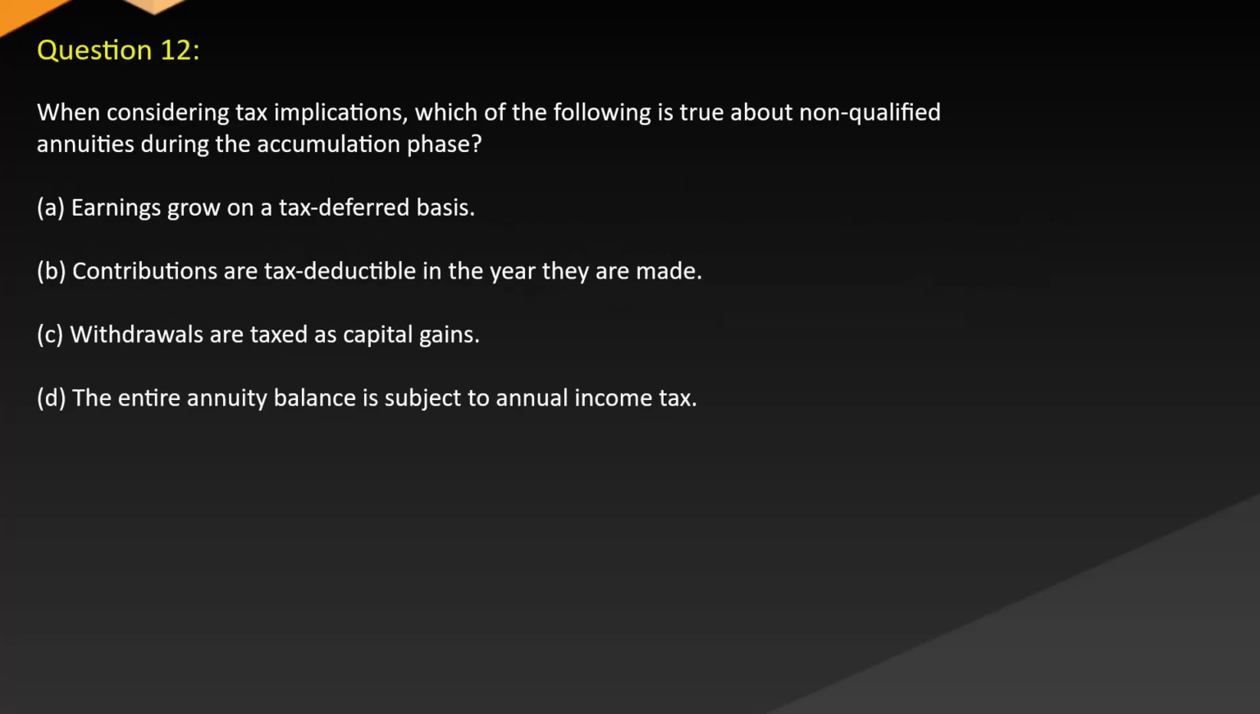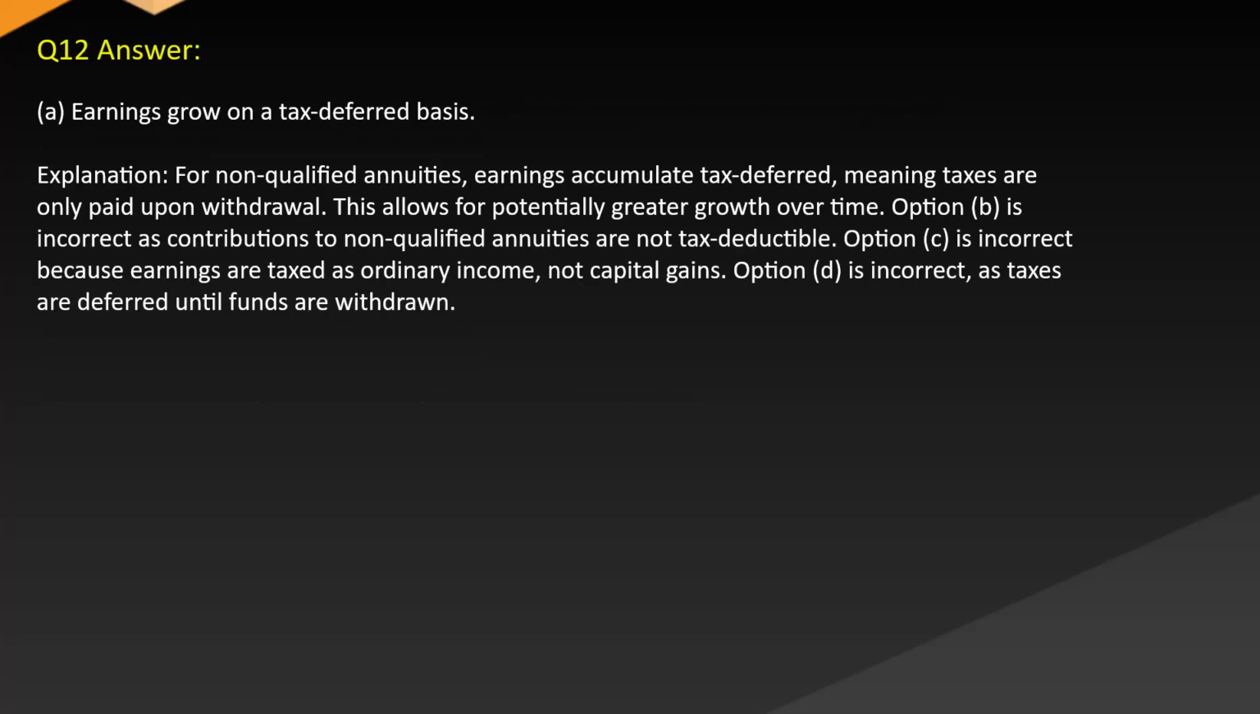Question 12. When considering tax implications, which of the following is true about non-qualified annuities during the accumulation phase? A. Earnings grow on a tax-deferred basis. B. Contributions are tax-deductible in the year they are made. C. Withdrawals are taxed as capital gains. D. The entire annuity balance is subject to annual income tax. Answer: A. Earnings grow on a tax-deferred basis.